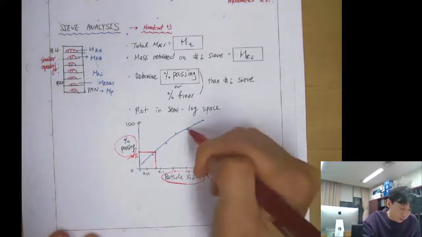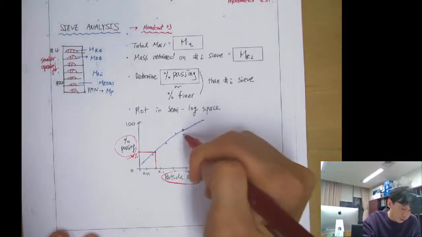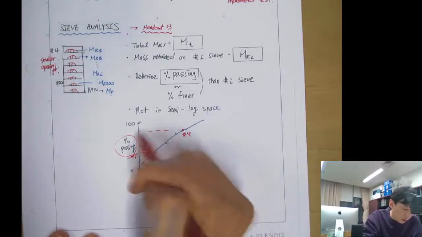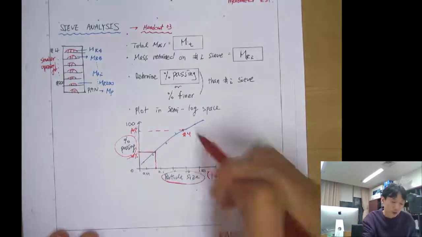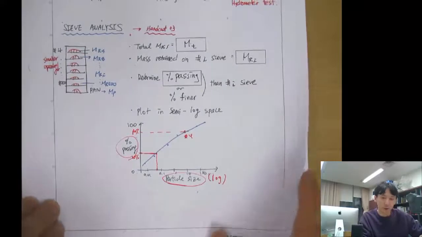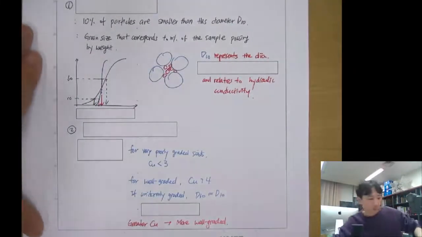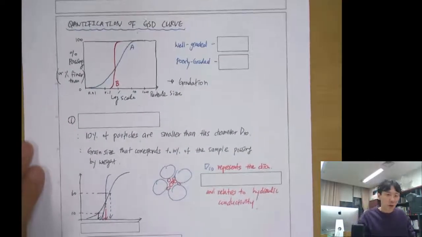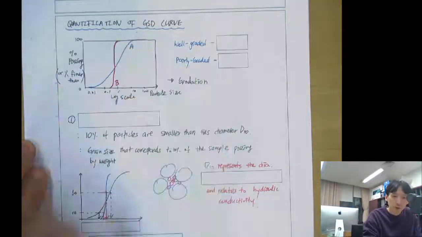For example, here is the number 4 sieve, and 90% has passed it. That means that 90% of the mass fraction of your soil has a particle size less than 4.75 millimeters, because the opening size of sieve number 4 is 4.75 millimeters. Okay, so then you can draw this kind of grain size distribution curve, right?